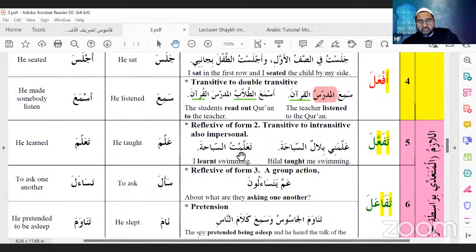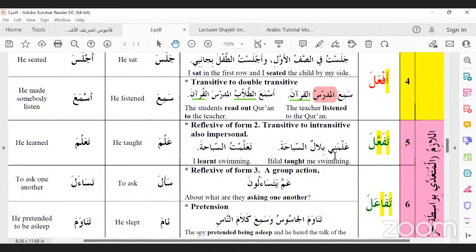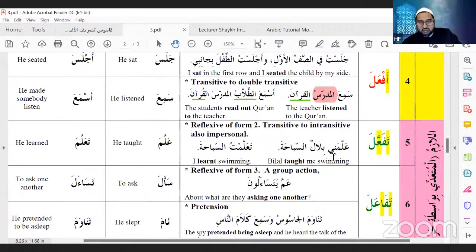So here the action is being done to. So look, how I'll explain. The action is being done upon it. So if you look at this, Bilal. Allamani, I am learning the action. Yes. So the action is done upon me, and I am the one who is achieving the result of learning how to swim. This is called reflexive.